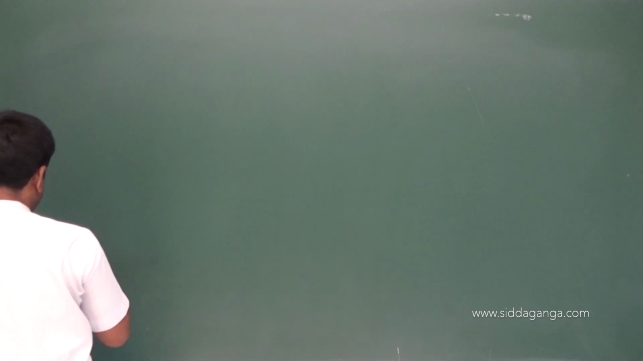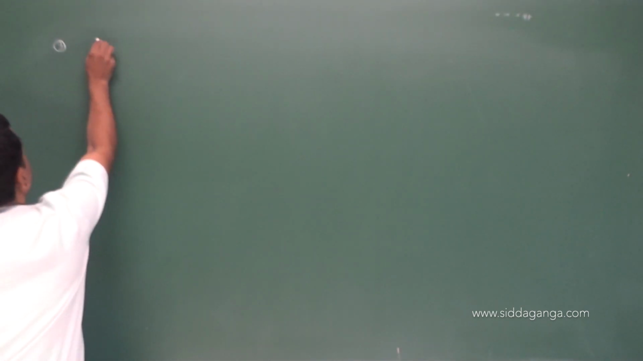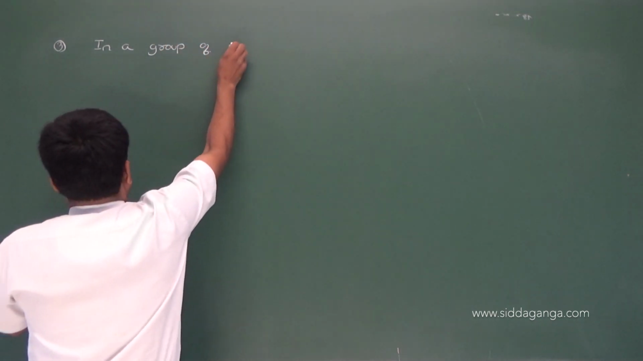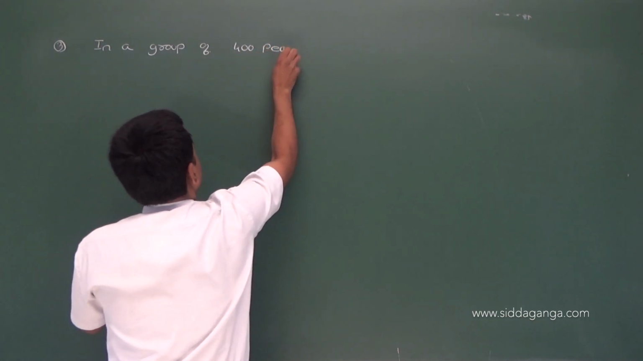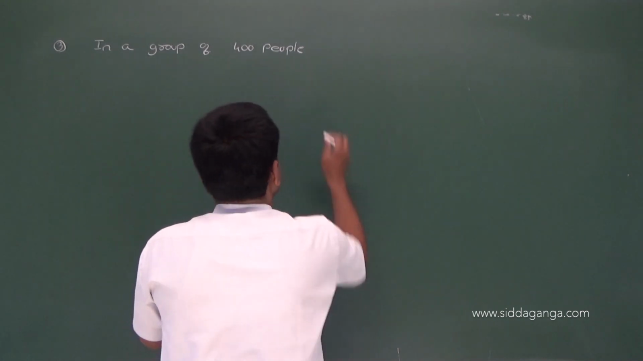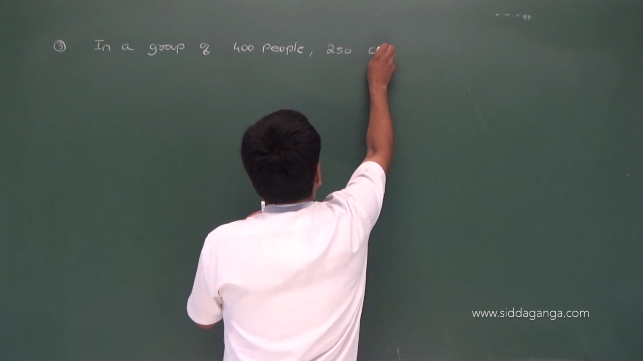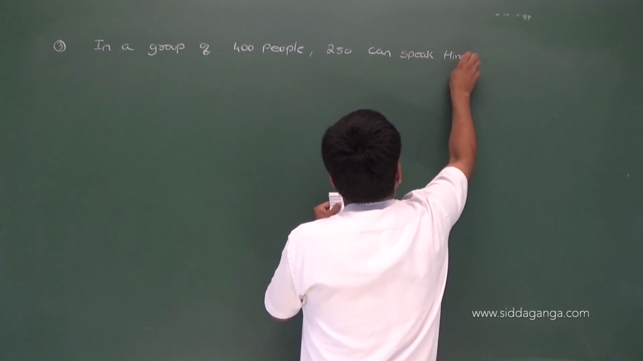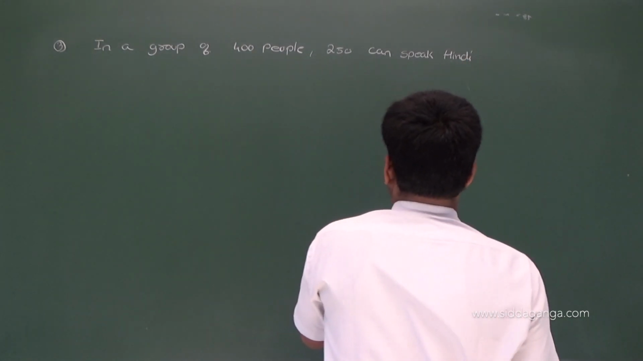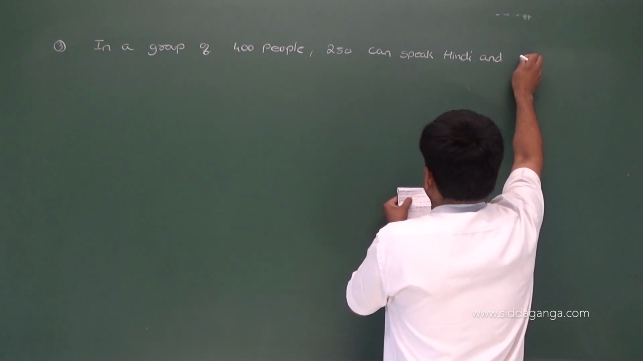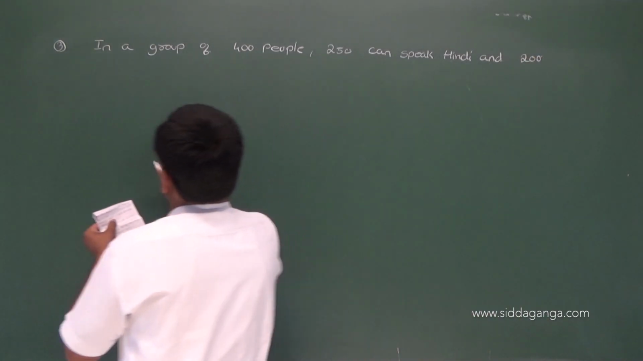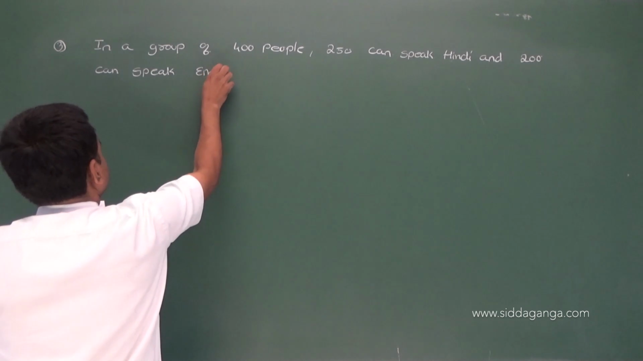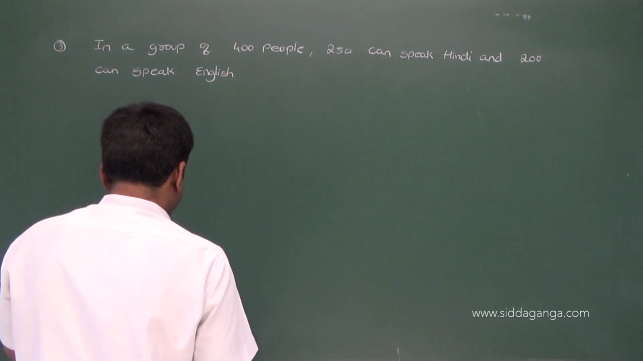Third problem. In exercise 1.6, third problem: in a group of 400 people, 250 can speak Hindi and 200 can speak English.